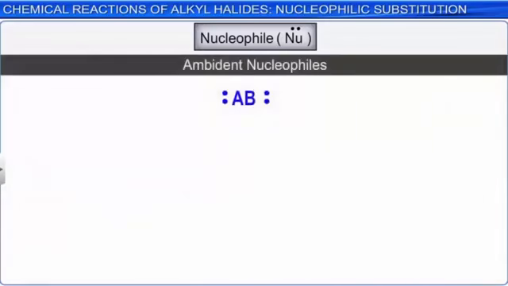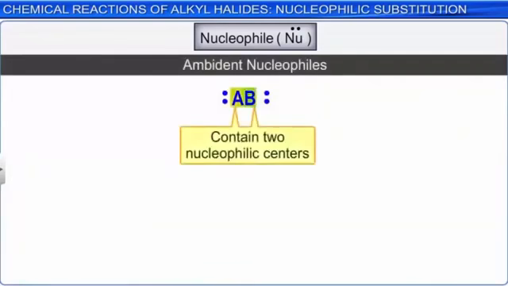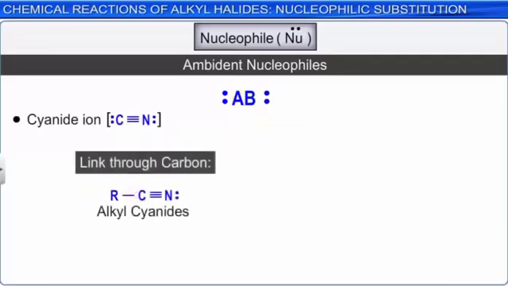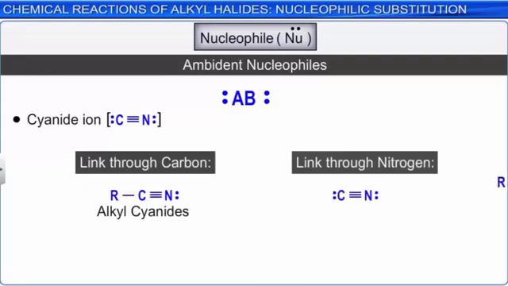Some nucleophiles can be described as ambident nucleophiles. These contain two nucleophilic centers and so can link to the alkyl halide in two different ways. For example, the cyanide ion can link through the carbon atom to make alkyl cyanides. If the cyanide ion links through the nitrogen, alkyl isocyanides will form.